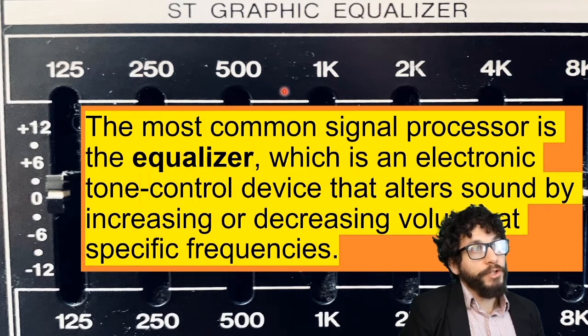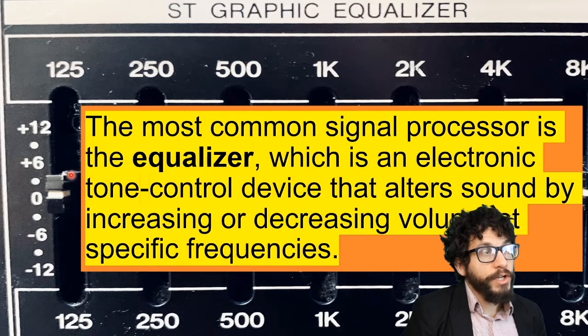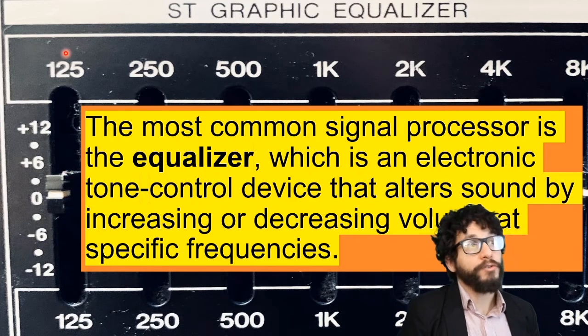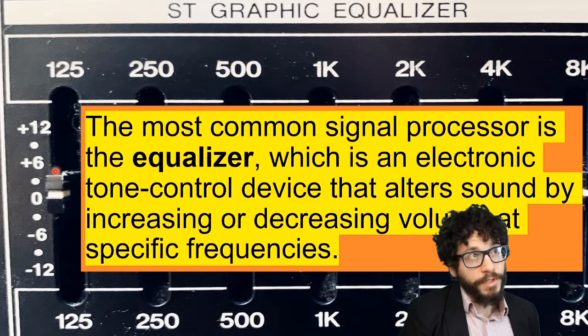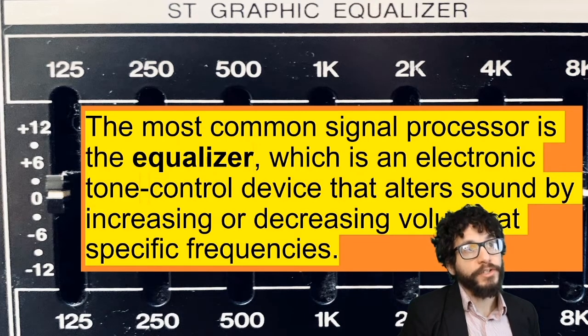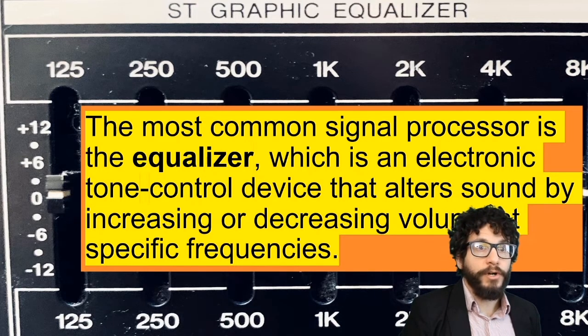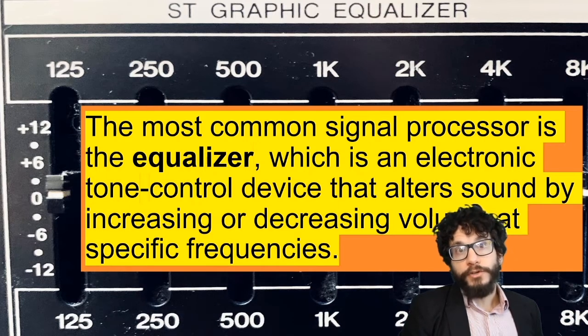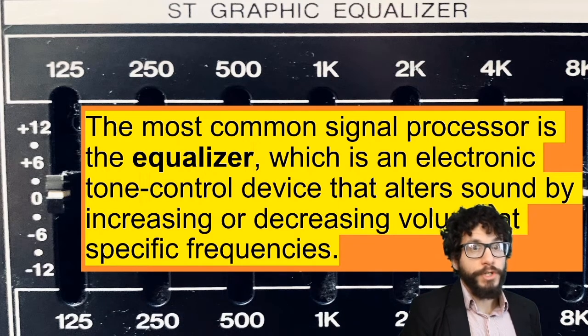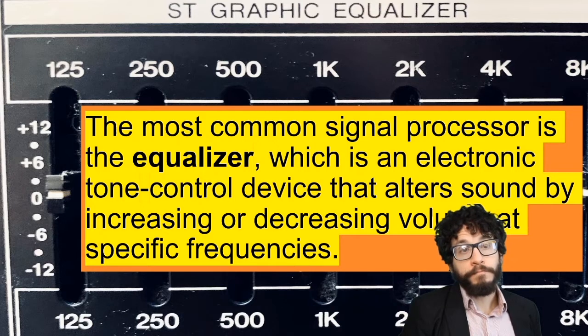So here's a picture of an equalizer, a real simple graphic equalizer. And up here we have frequencies. And then these are long throw faders that allow you to increase or decrease the volume. Say you want to increase 125 by 6 decibels. That's going to give you significantly more bass. Or maybe you want to turn 8,000 down. Same idea. Significantly less treble. An equalizer is an incredibly powerful tool. You can really manipulate the sound of your audio.